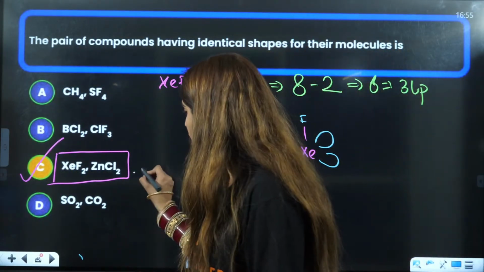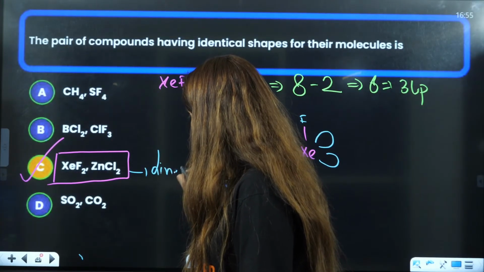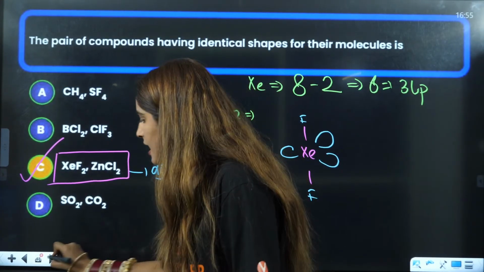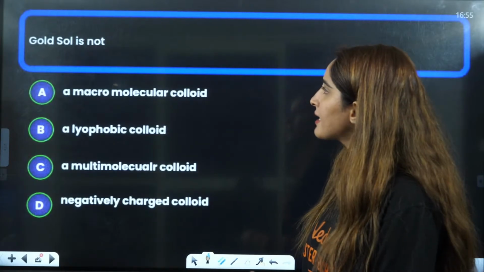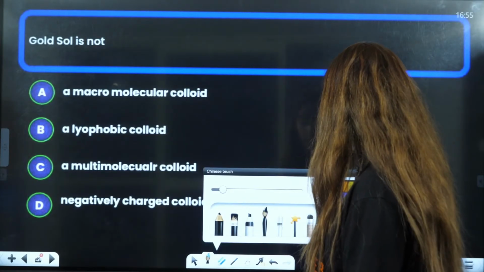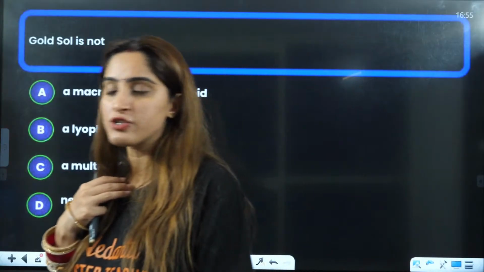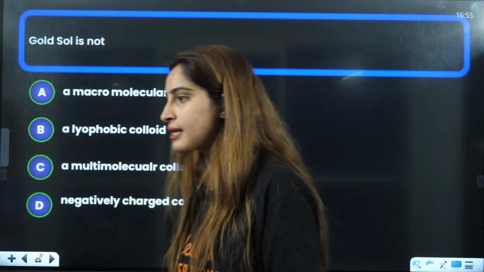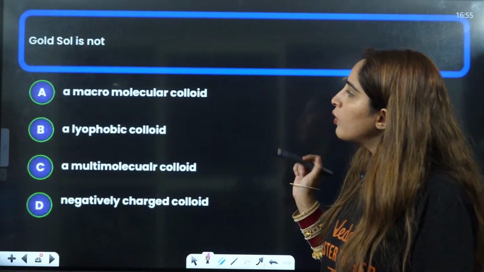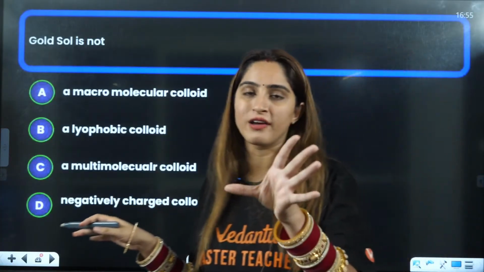Okay, so the answer is going to be C. Okay, understood everybody? Next is gold sol. Now, some questions from your surface chemistry. Let us see those questions, right? So here it is, gold sol. This is for your reference, this is not there in JEE Mains 2025, right?